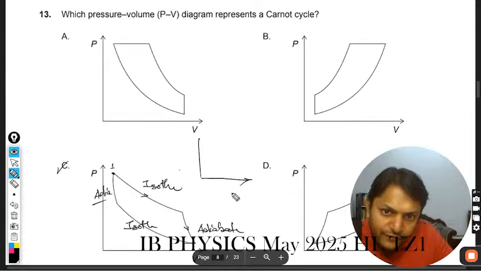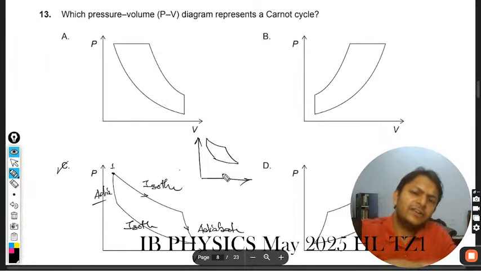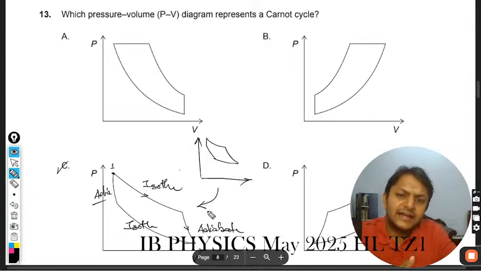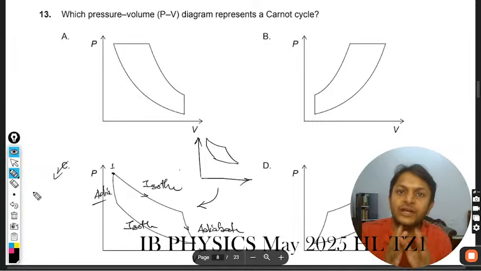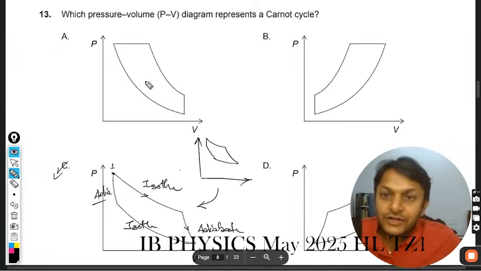Although, if I redraw the graph, it can be drawn like this. Just to make it a bit more clear, I can draw it like this. So this is exactly the same thing. And so C will be the correct answer in this question. By the way, there are other options that they have given, and I would like to talk a bit about it.